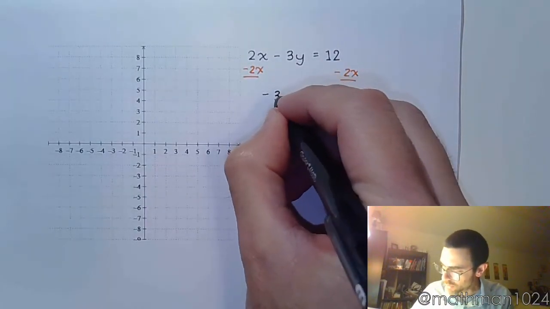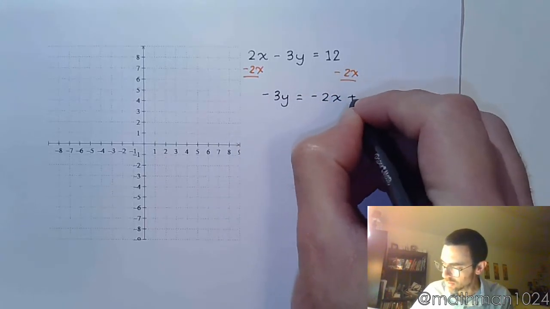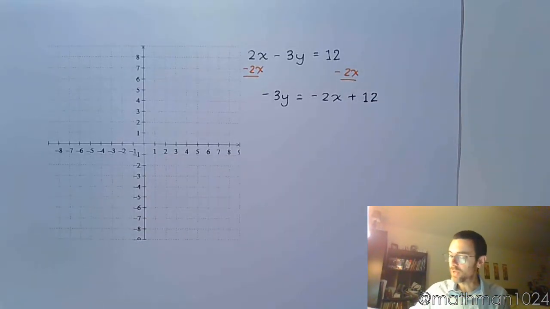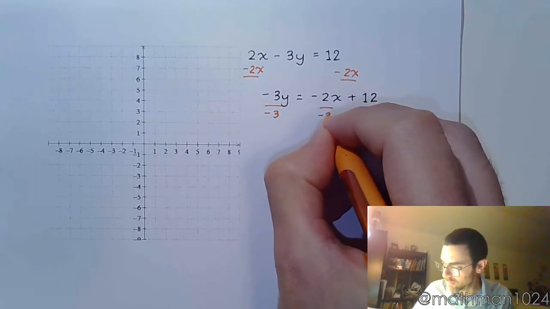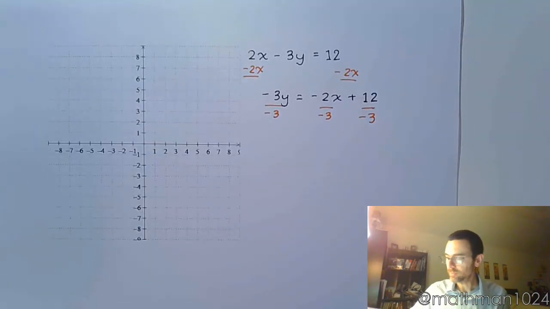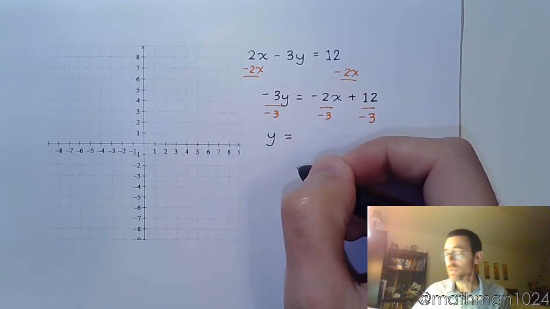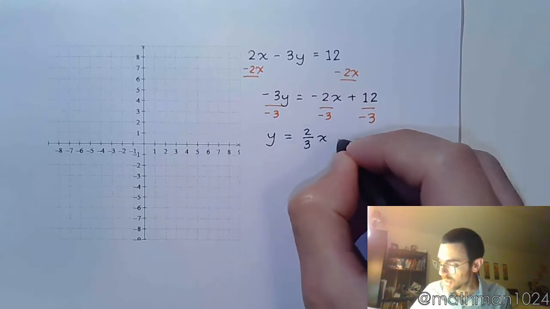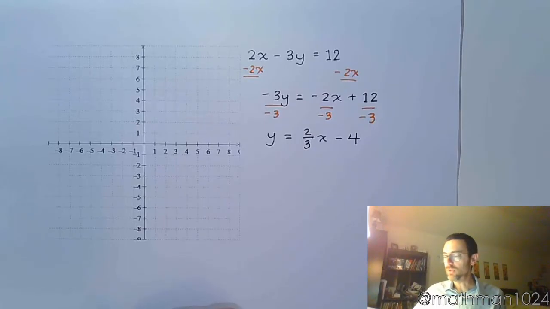So now we have negative 3y is equal to negative 2x plus 12. And then we want to finish getting y by itself by dividing both sides by negative 3. So there we go, divide both sides by negative 3. And y is equal to, make sure you pay attention to your signs, this is going to become positive 2/3 x, and this becomes negative 4 when you reduce, right?